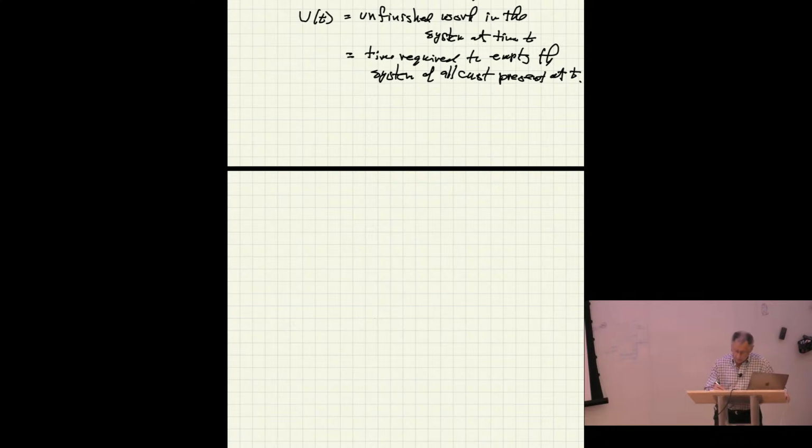Now, we can draw some conclusions now. If U of t is strictly greater than 0, then the system is busy at time t. There's work to be done. On the other hand, if U of t is 0, then the system is idle at t.